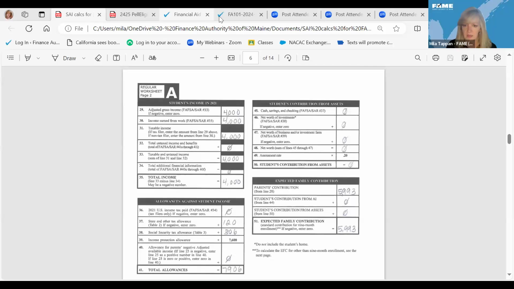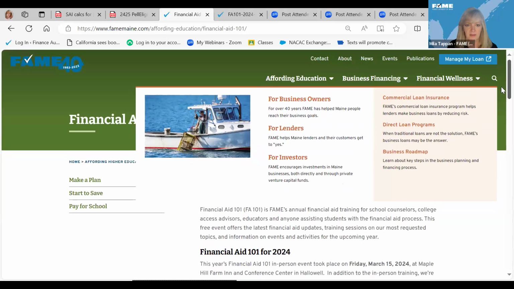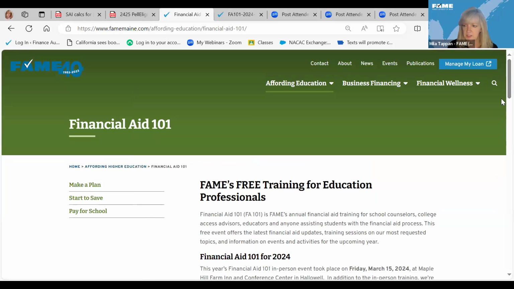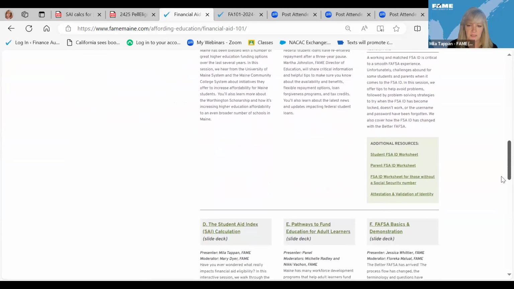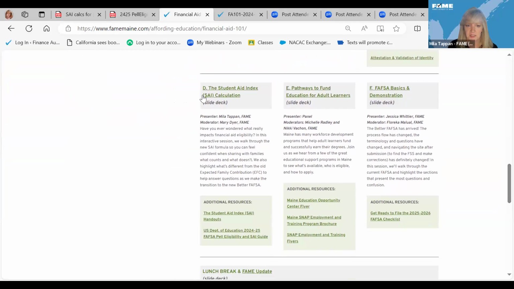So let's go here. Okay. All right. So hopefully you're seeing the FA 101 page. So if you scroll down here, you're going to see the session here. And here's where you can see the full handout with all of the formulas and all of the worksheets. Or this is the one that I did the calculations on, and here's the full handout, okay? So if you wanted to see what I showed you on the screen, plus a little bit more, that's where you can find them.